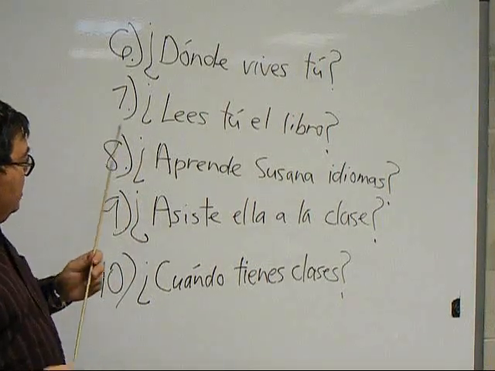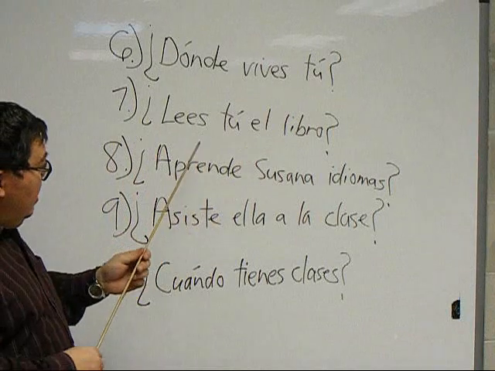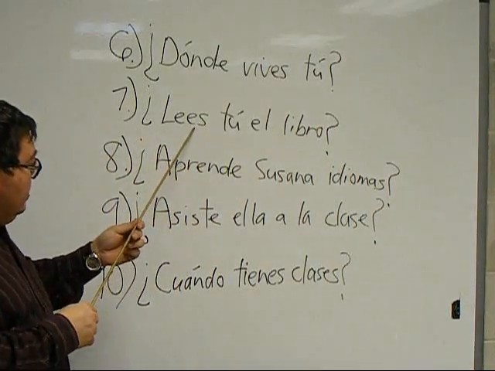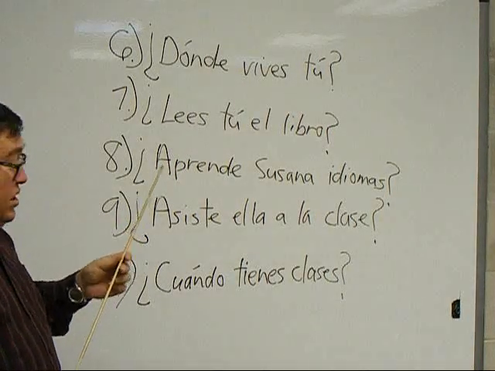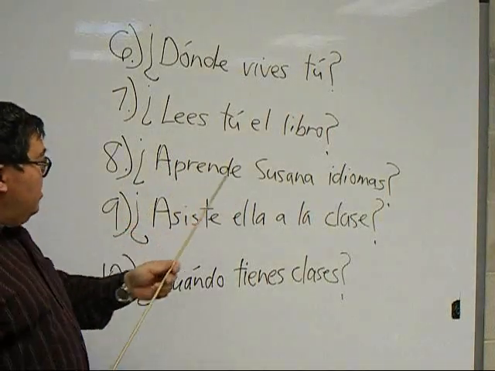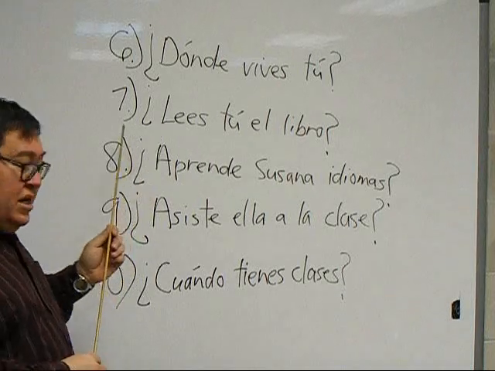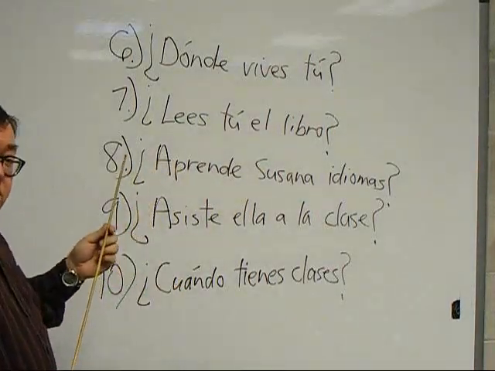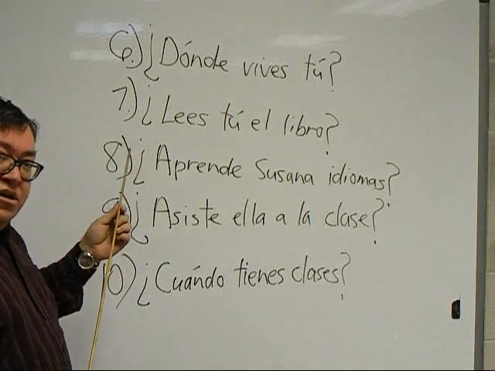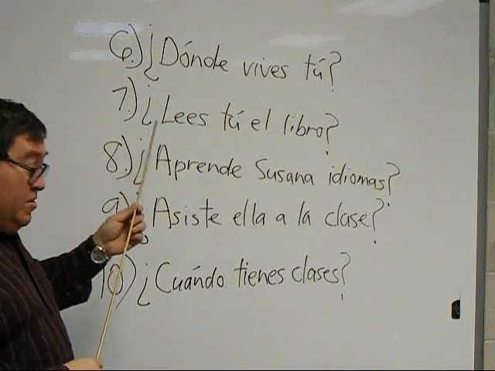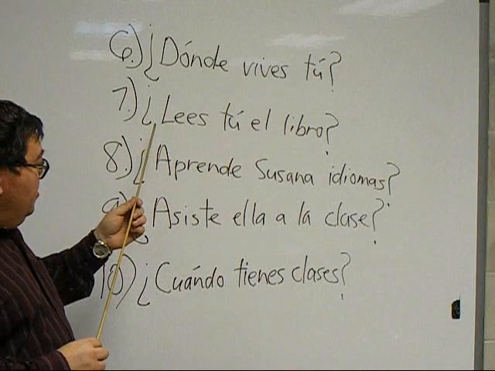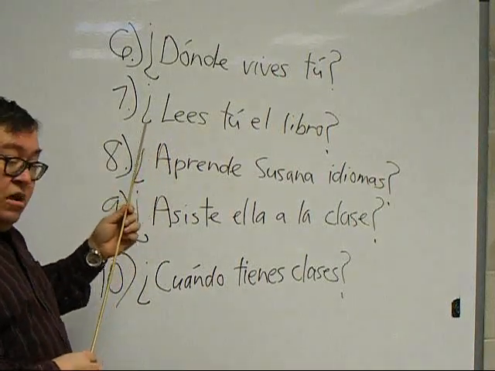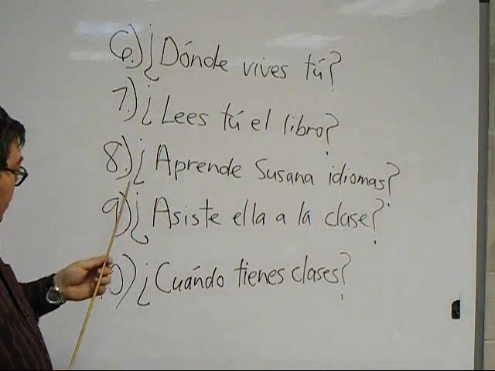Look at number 7. ¿Lees tú el libro? Again, there's my verb, and there's the subject. So this is the tú form of the verb L-E-E-R, leer, that means to read. Do you read the book? So I want you to say, yes, I read the book, or no, I do not read the book. If you don't read the book, you probably need to take this class again, but if you want to say, I don't read the book, you would have one no, and then a second no, and the second no needs to come right before the yo form of the verb.